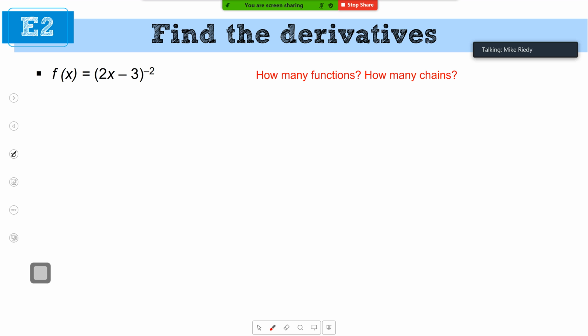Okay, so here we go. 2x minus 3 raised to the negative 2 power. So question number 1, how many functions are there? Anybody? You're correct, Prasant. There is 1 function there, 2x minus 3. There's another function there. 2 functions, 1 chain. So we're laying the groundwork for attacking this puppy. Which function is on the outside? Raising to the negative 2 power or the 2x minus 3? It seems like a silly question, but it is relevant.